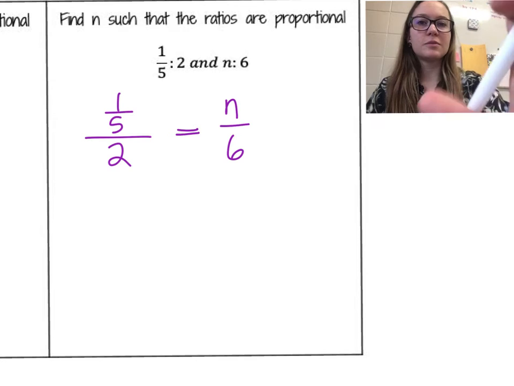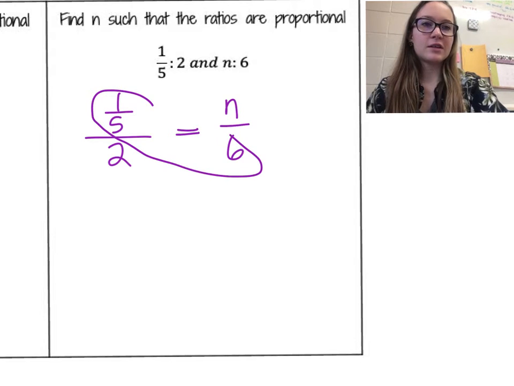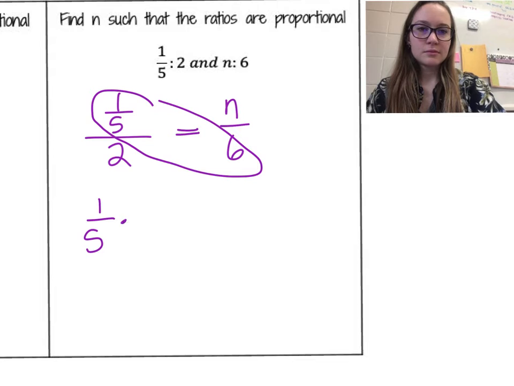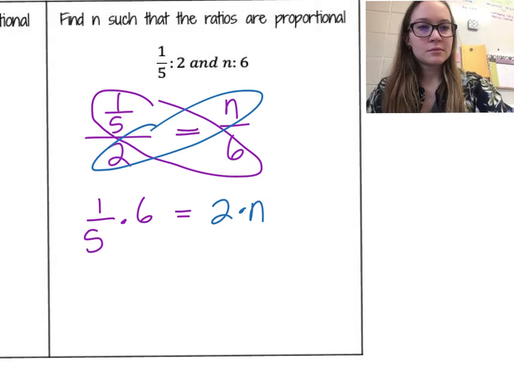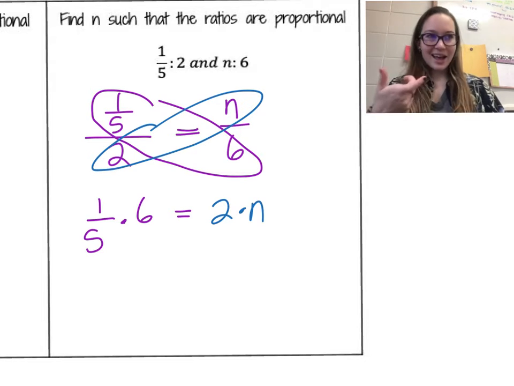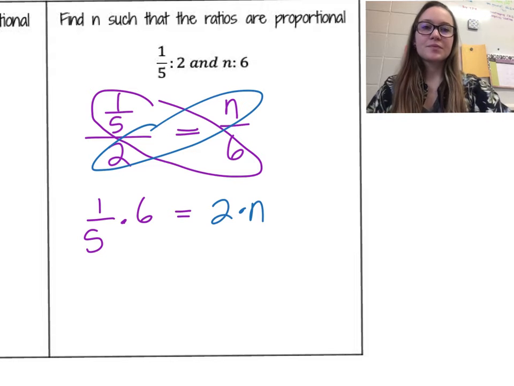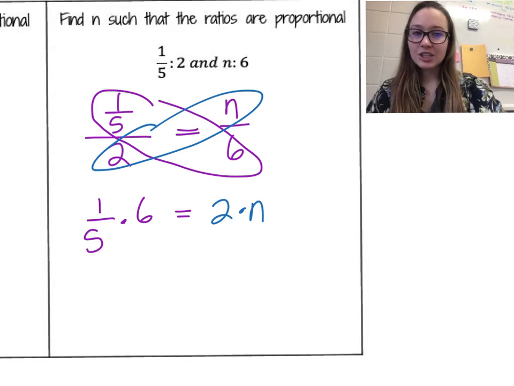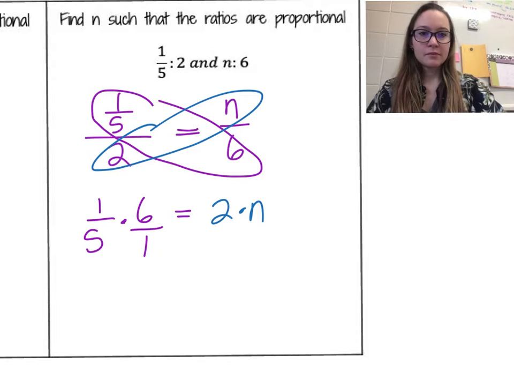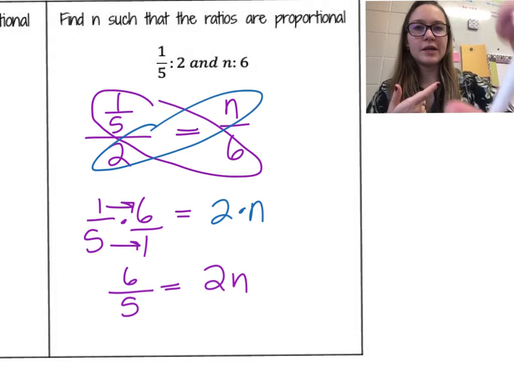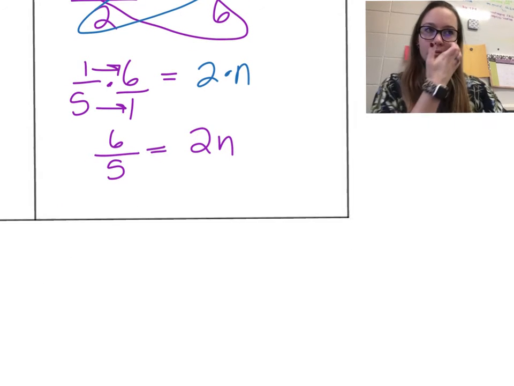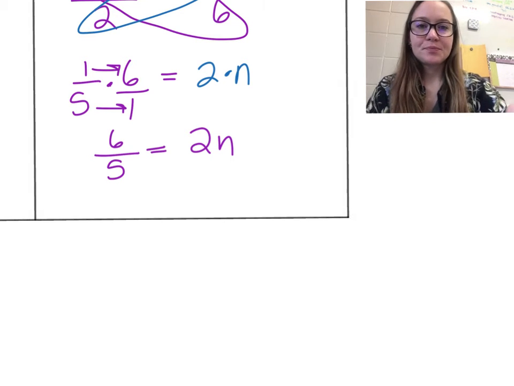Then I'm going to cross multiply. 1/5 times 6 equals 2 times n. Okay. I need to finish my multiplication first before I can solve. So I'm going to make 6 into a fraction by putting it over 1. And then I can just multiply across. 1 times 6 is 6. 5 times 1 is 5. And 2 times n is 2n. Okay. You might have to squeeze this on your page.